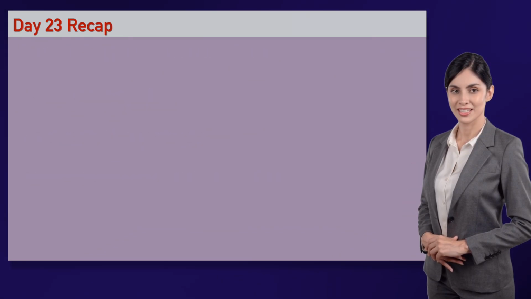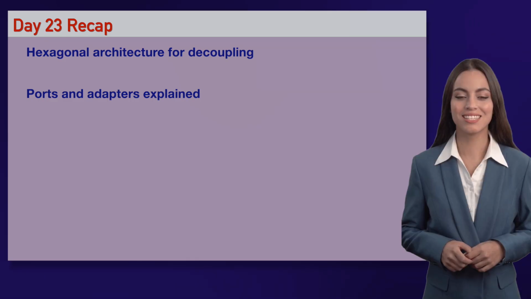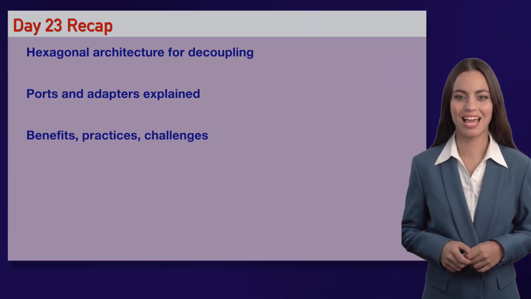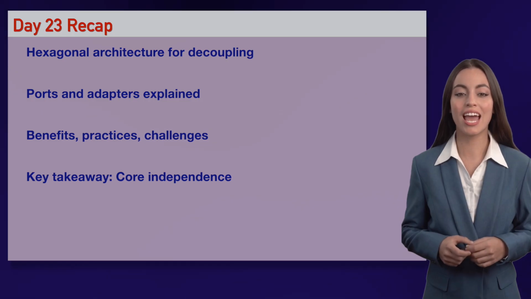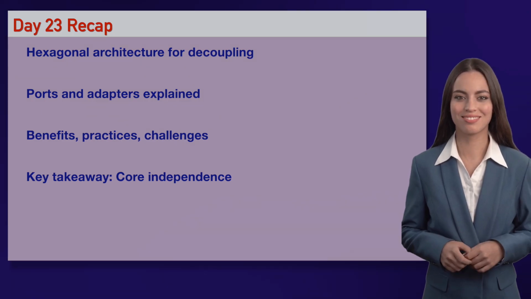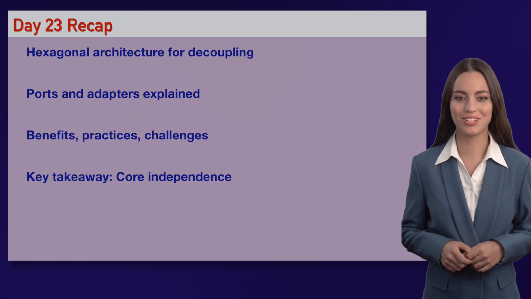Recapping day 23, we introduced hexagonal architecture for decoupling core domain logic from external dependencies. Detailed ports as contracts and adapters as implementations, with advanced patterns, integration, and pitfalls. The key takeaway: hexagonal architecture keeps your core logic independent, testable, and focused on business value.